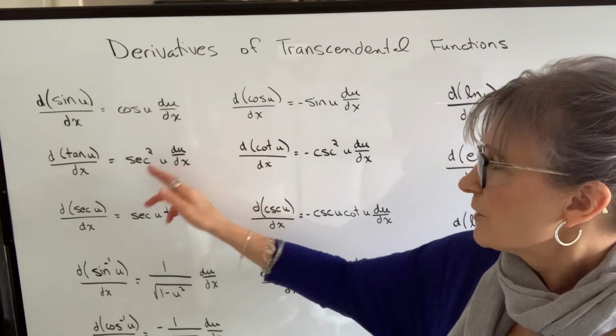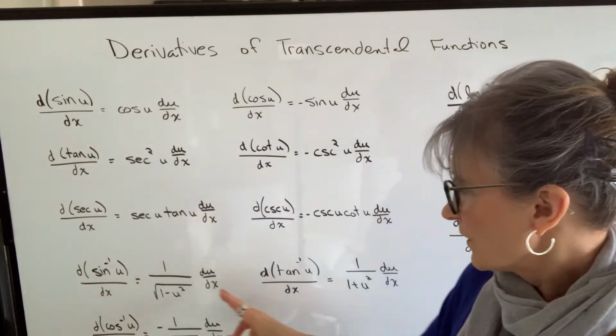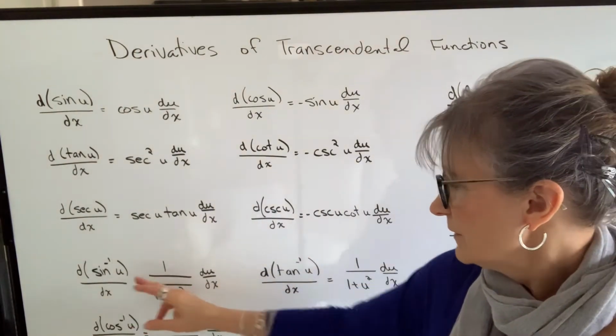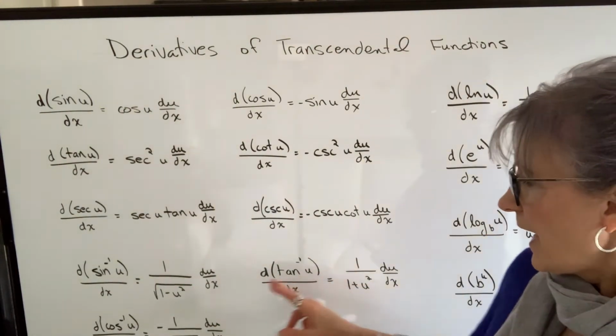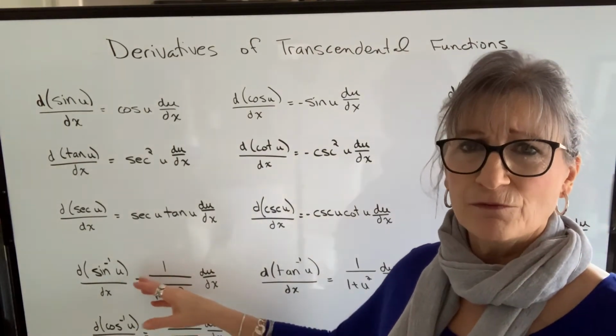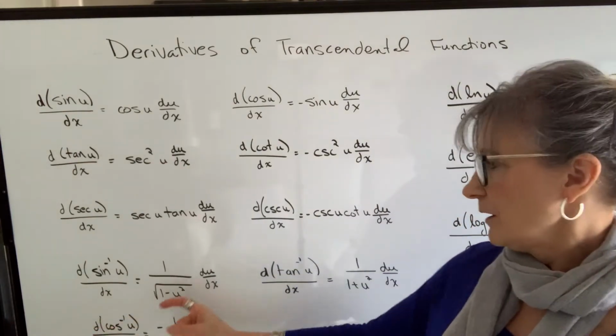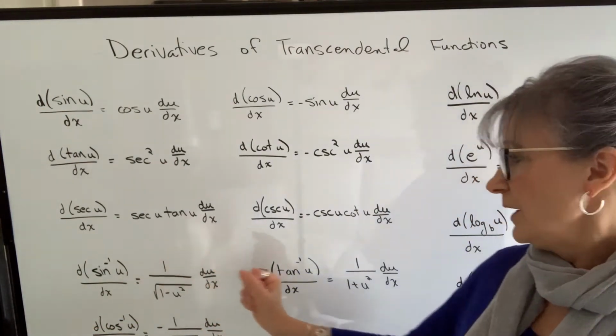I've got the 6 trig functions here, and then I've got the inverse trig functions here, inverse sine, inverse tan, and you don't have to worry about inverse cos so much because it's just the negative of inverse sine. So I wouldn't even worry about that one at this point. Focus on inverse sine of u and inverse tan of u.